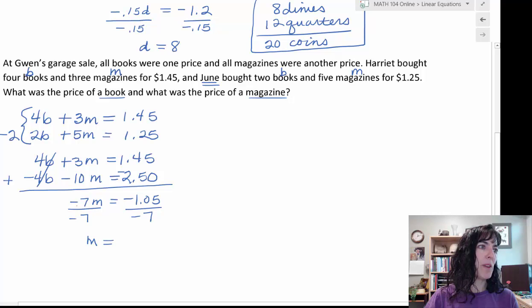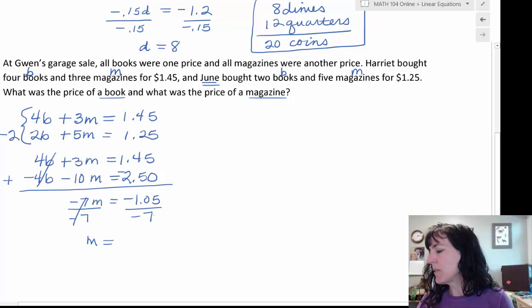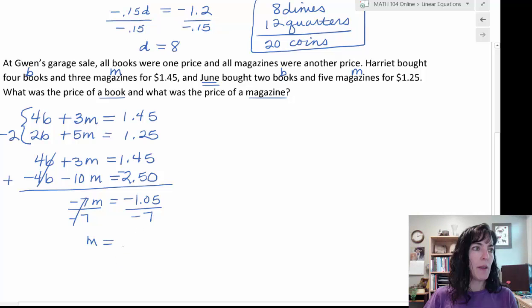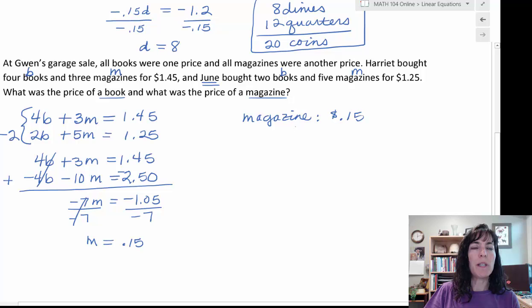So then I end up with m equals 1.05 divided by 7. M is 0.15 or 15 cents for a magazine. So magazine will cost 15 cents. Books will cost, that's what we don't know yet, so we have to figure that one out.